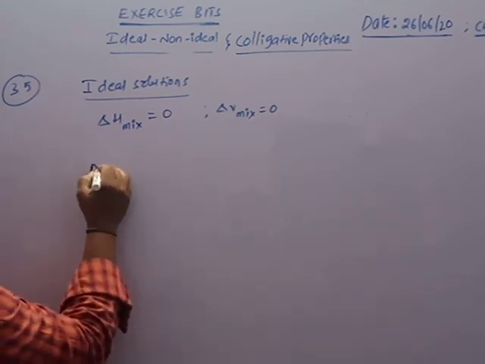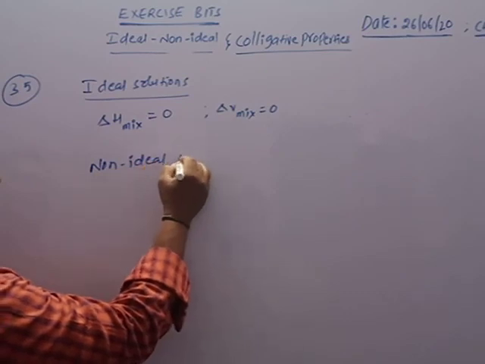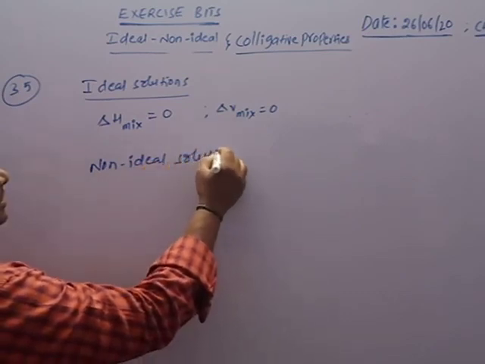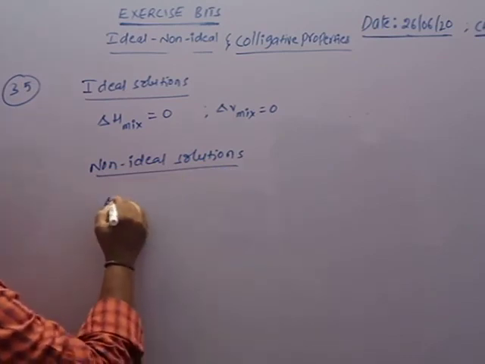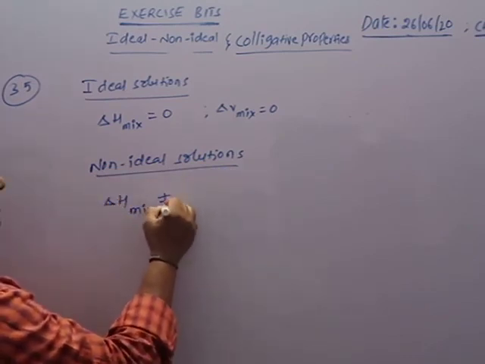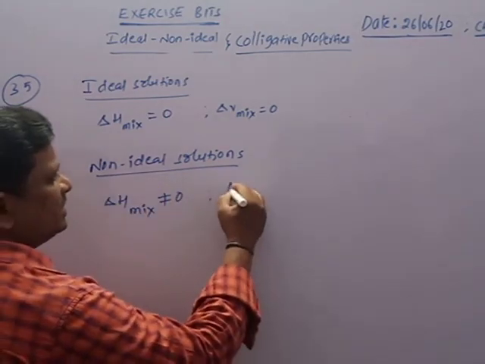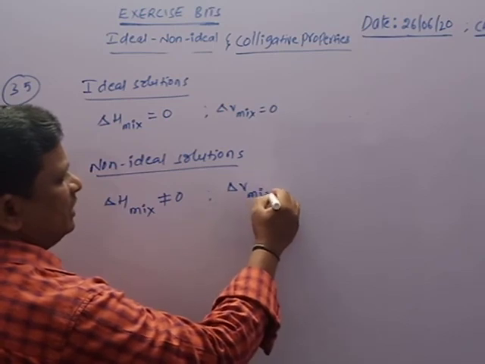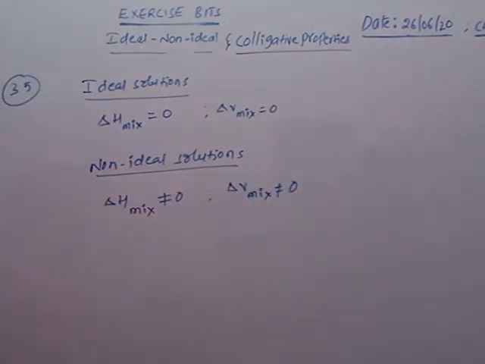Similarly, in non-ideal solutions, the enthalpy change, delta H mixture, is not equal to 0, and likewise delta V mixture is also not equal to 0.